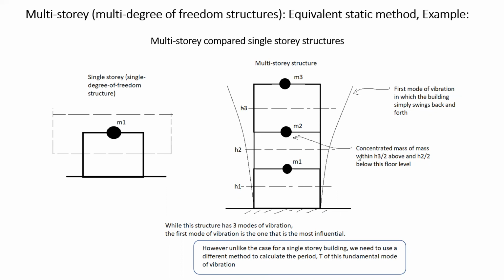A concentrated mass within H3/2 above and H2/2 below this floor level. This just tells you how the masses distribute for a multi-story structure. M1 takes into account halfway of H1 and halfway of H2. M2 concentrates all the mass between halfway along H2 and halfway along H3. And M3 takes all of the roof and halfway down H3. That's just telling you how the masses are distributed.